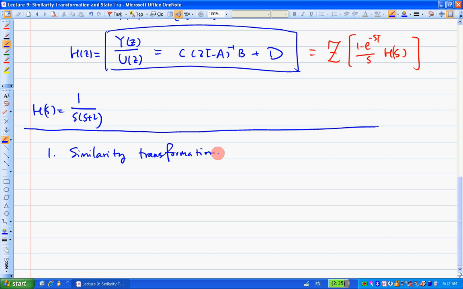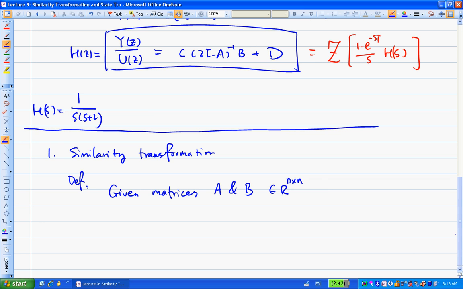And let's see what does that mean here. Okay, what does that mean? So similarity transformation in general, the definition is this. Given, let's say, matrices A and B, in general, not the A and B over there. Given matrices A and B, let's say they are real and they are n by n matrices.